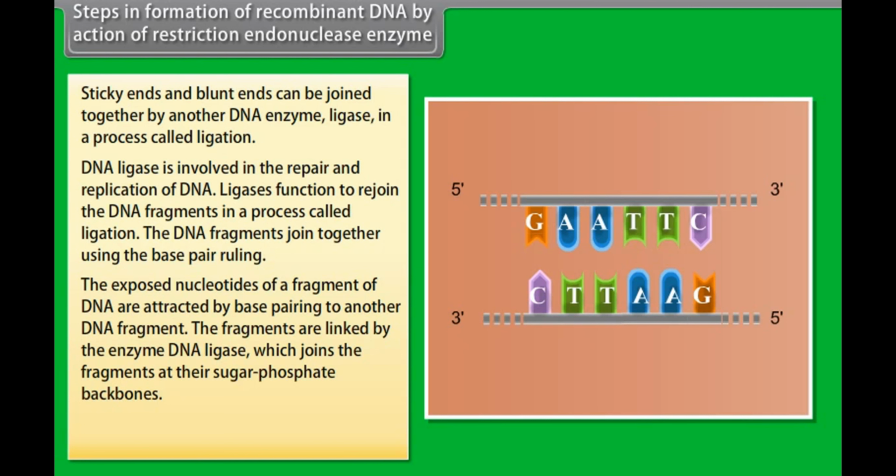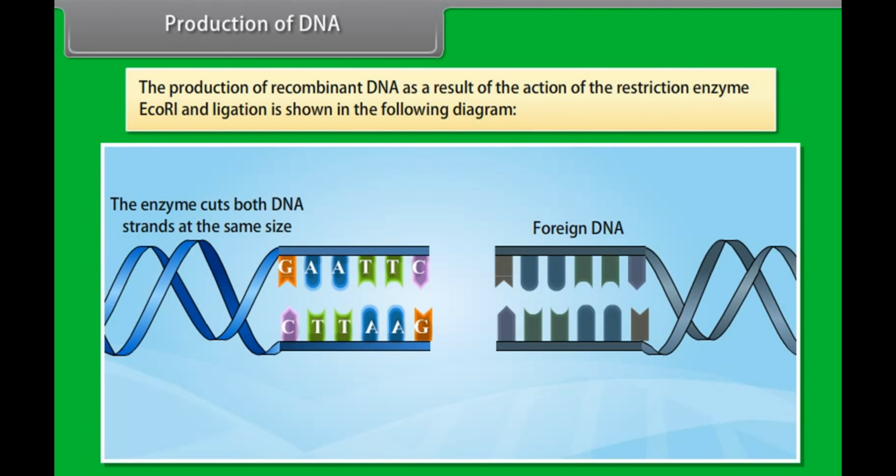The fragments are linked by the enzyme DNA ligase, which joins the fragments at their sugar phosphate backbones. If the DNA fragments are from different sources, recombinant DNA is produced. The production of recombinant DNA as a result of the action of the restriction enzyme E. coli and ligation is shown in the following diagram.